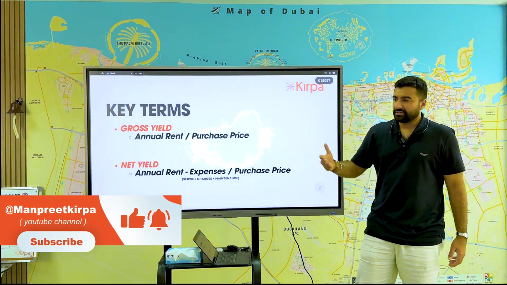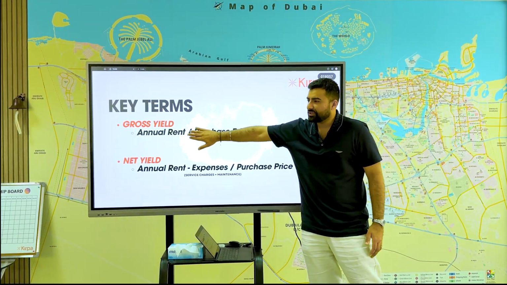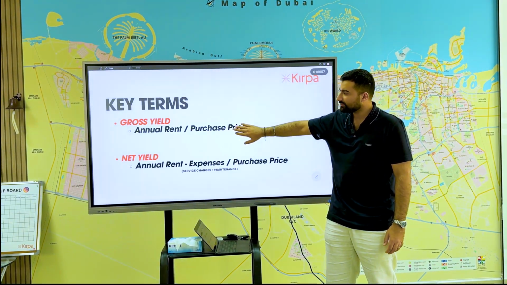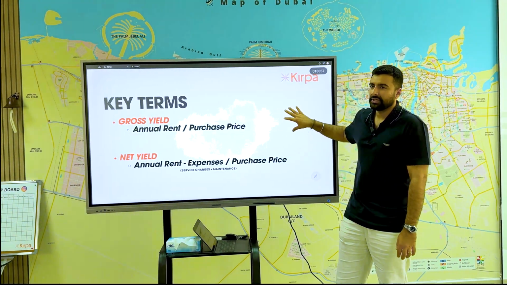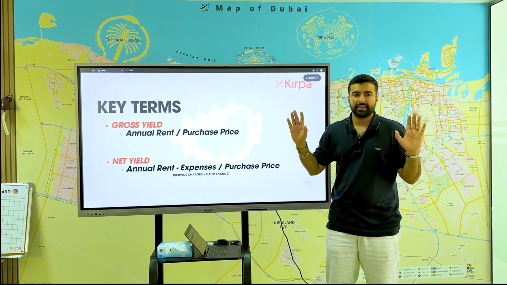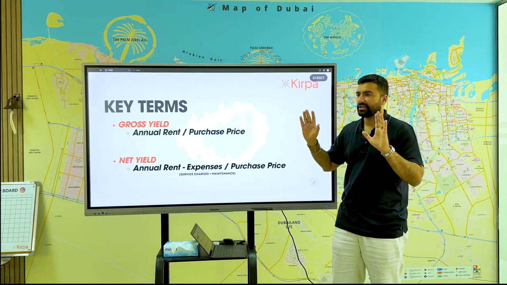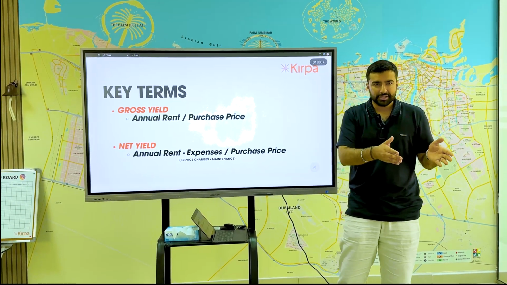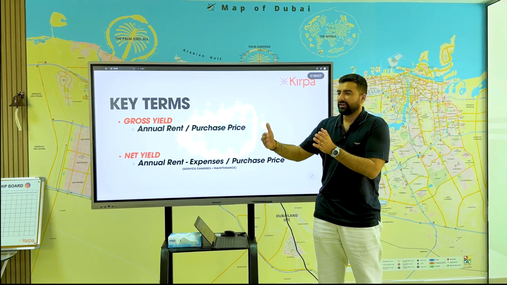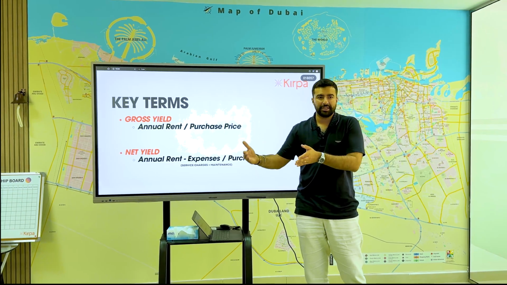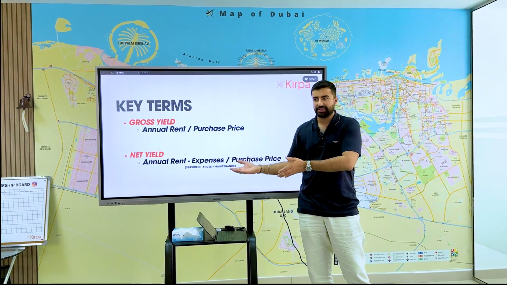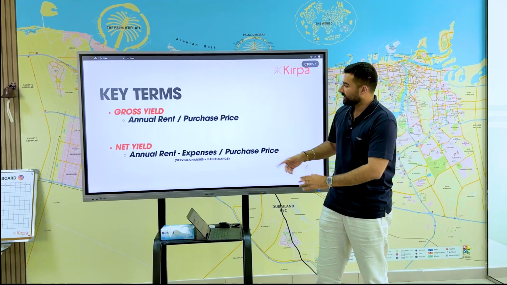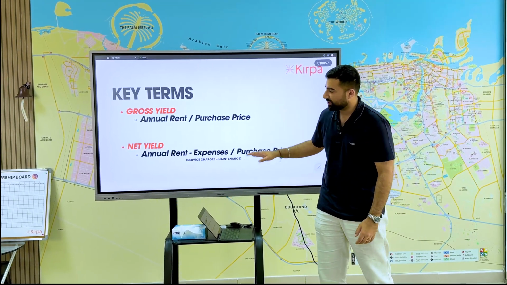Okay? So it's very easy to calculate. You take your annual rent and you divide it by the purchase price, and you get the gross yield. This is without taking any expenses out, any service charges. This is just how much is the rent. Let's say the rent is 100,000 and your property's purchase price is 1 million, what's the yield? 10%, right? 100,000 divided by 1 million is 10%. I forgot to put 100, but you get what I mean.